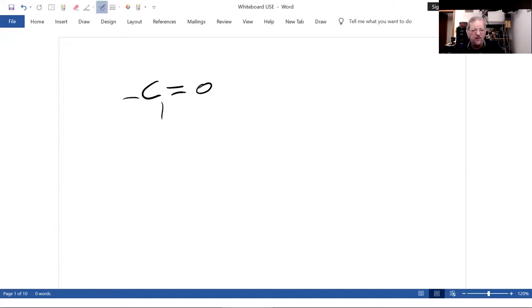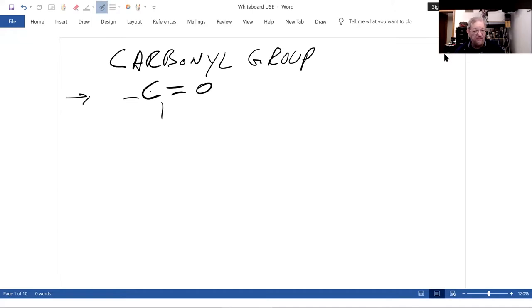All right, you should know the carbonyl group: that's a carbon atom double bonded to oxygen. And there are two other things on there because there are four bonds to carbon. You should know how to draw a carbonyl group. You should know how to write down with words what a carbonyl group is.